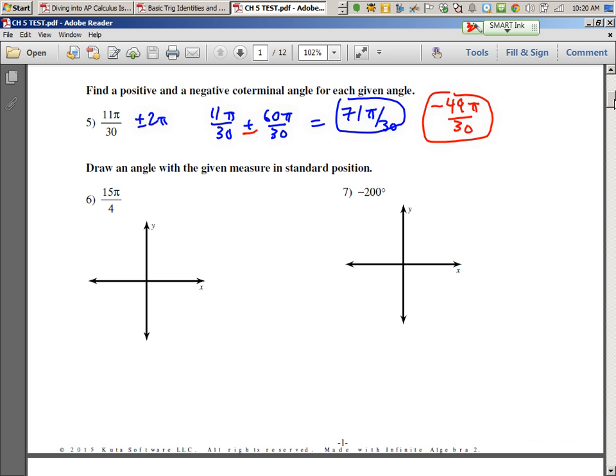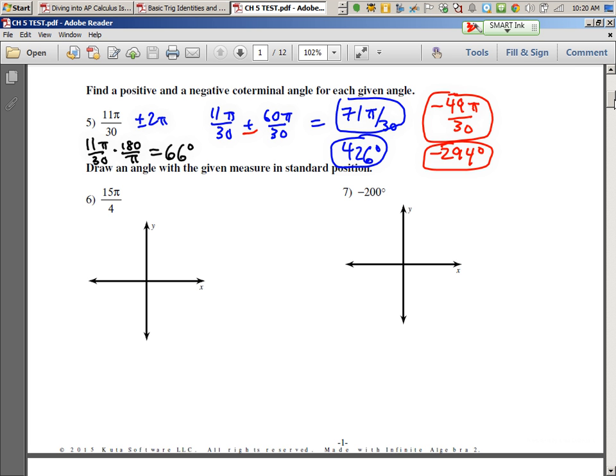And this is all very awkward in radians. If you think of this problem in degrees, it's actually quite simple to understand. If you take this and multiply by 180 over pi, you realize that this is just 66 degrees. And if you add 360 to that, you get 426. And if you subtract 360 from it, you get negative 294, which is the exact same thing as above.